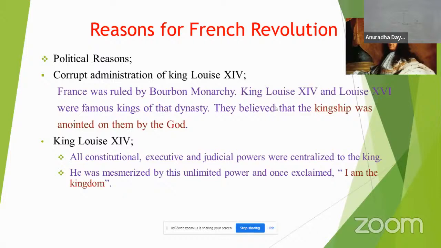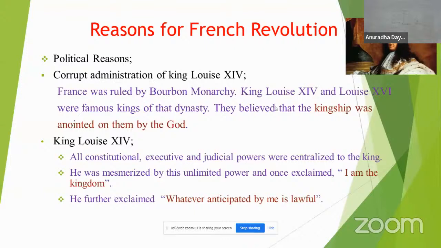He was mesmerized by this unlimited power and once exclaimed, "I am the kingdom." Now see, these two statements are very important. In the exam, when writing answers, you have to write these two statements to show the power of King Louis XIV. I am the kingdom, I am the state. He further exclaimed, "Whatever anticipated by me is lawful." That means anything I like, I can do. Anything I do becomes lawful.